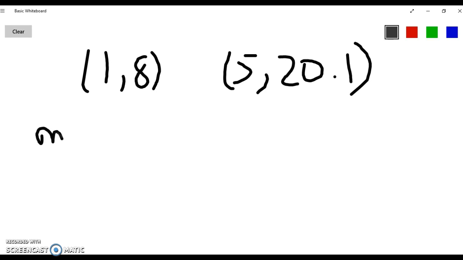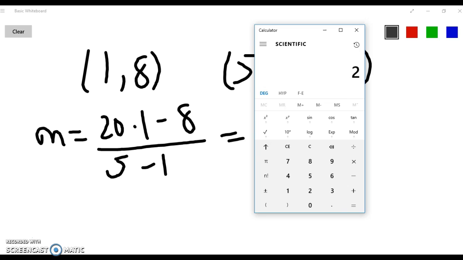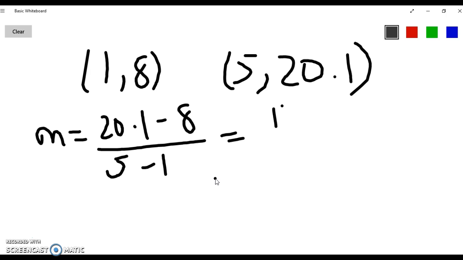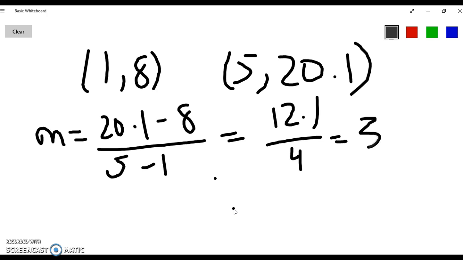Okay? So first I'm going to find my slope. So that's 20.1 minus 8 divided by 5 minus 1. We're going to use my calculator. So it's 20.1 minus 8, which is 12.1, divided by 4. So I get 12.1 divided by 4, which is 3.025. So my slope is 3.025.